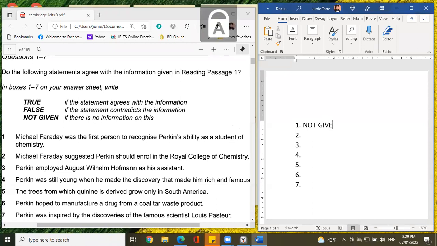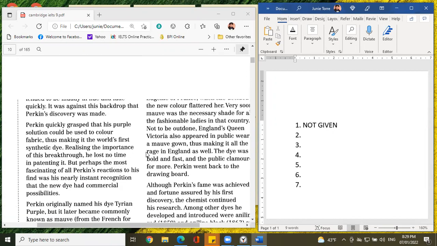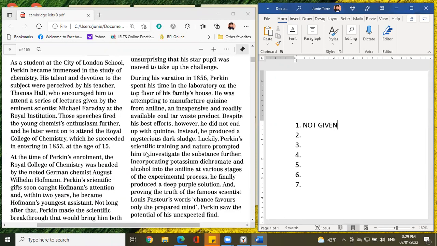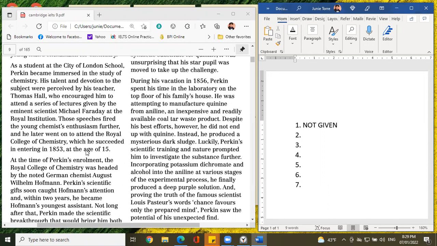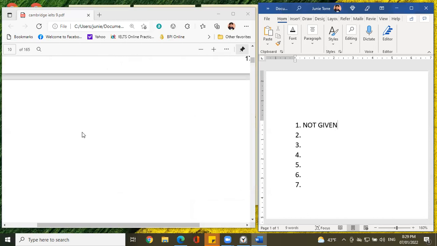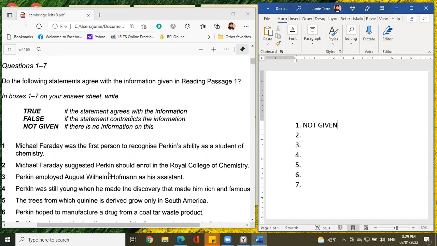not given there. And then, Michael Faraday suggested Perkin should enroll in the Royal College of Chemistry. Did he suggest that? "These speeches fired the young chemist's enthusiasm further, and he later went on to attend the Royal College of Chemistry, which he succeeded in entering in 1853 at the age of 15." So, not given as well. It doesn't say who persuaded him or suggested that he should enroll there.